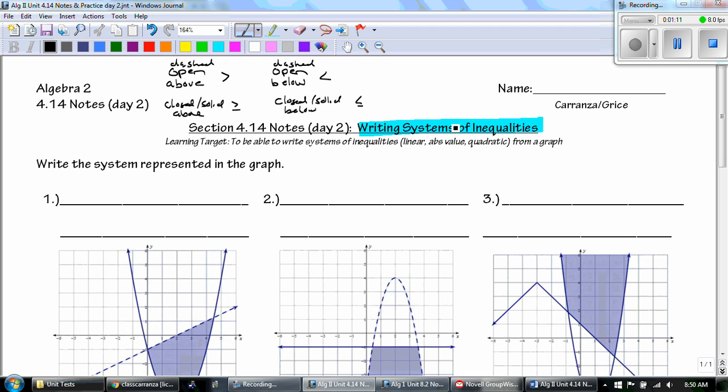And the three types of things we're talking about is a linear, if it is a straight line, diagonal going up, diagonal going down, or straight across. Absolute value if it makes a V. And then quadratic is if it's in the shape of a parabola. Okay?